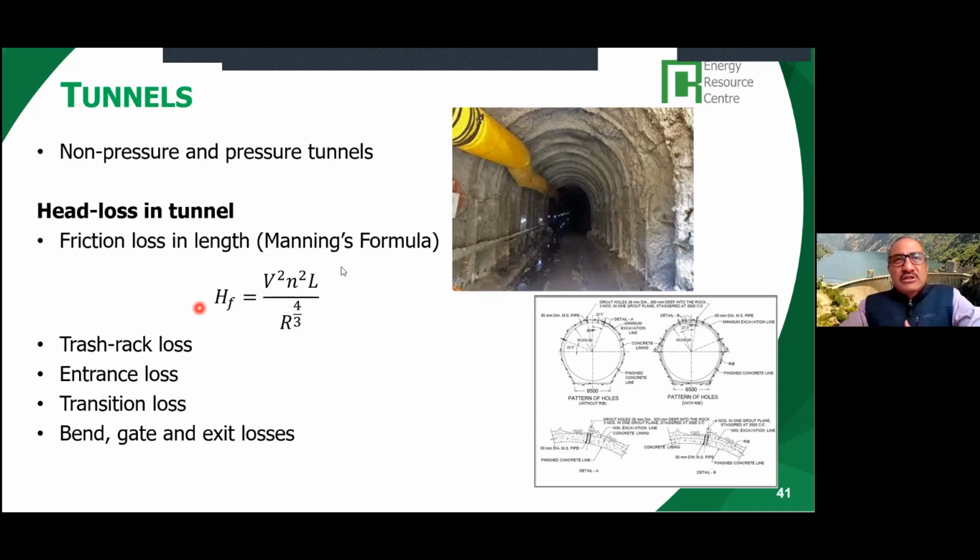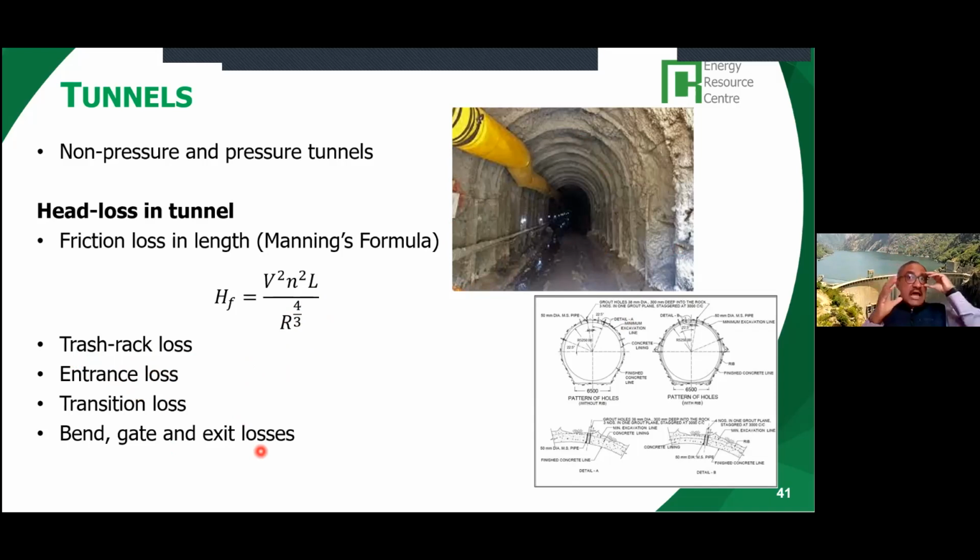Okay, so I think we will also discuss the Manning's formula later. So we use this formula. Depending on the length, the roughness coefficient, and the hydraulic radius, which is the size, you get the head loss. And we also have to be careful when you do the tunnel, you have to consider the trash rack losses, like we did for the intake: the entrance losses, the transition losses, the bend, gate, and exit losses.